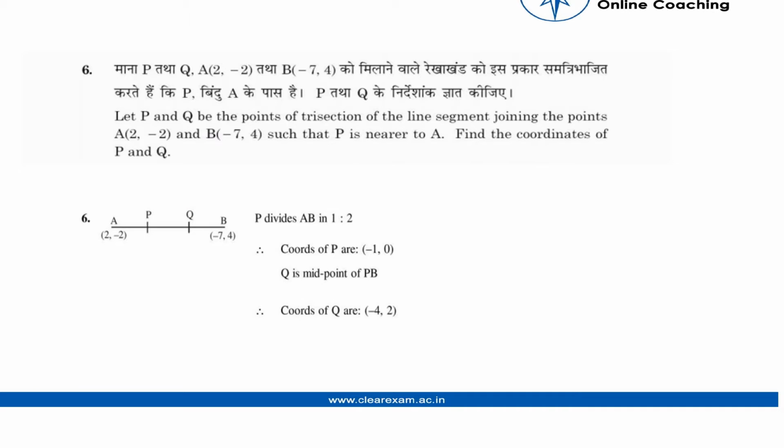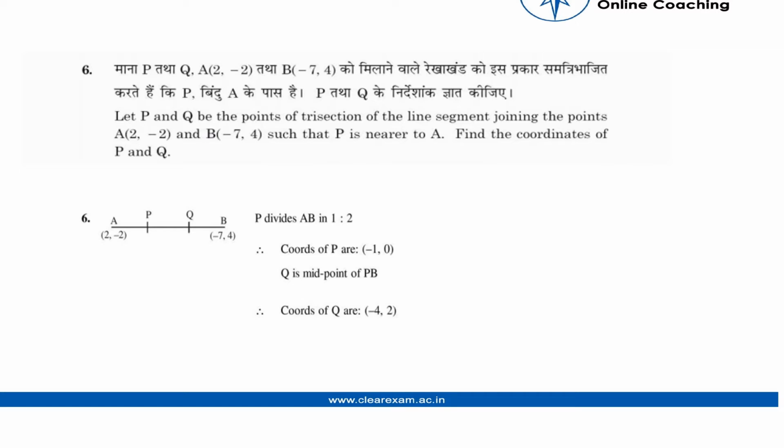Hey guys, in this question we need to find the coordinates of point P and point Q such that these points are the points of trisection for the line segment AB, which has coordinates (2, -2) and (-7, 4) respectively. So let's calculate the coordinates of P first.